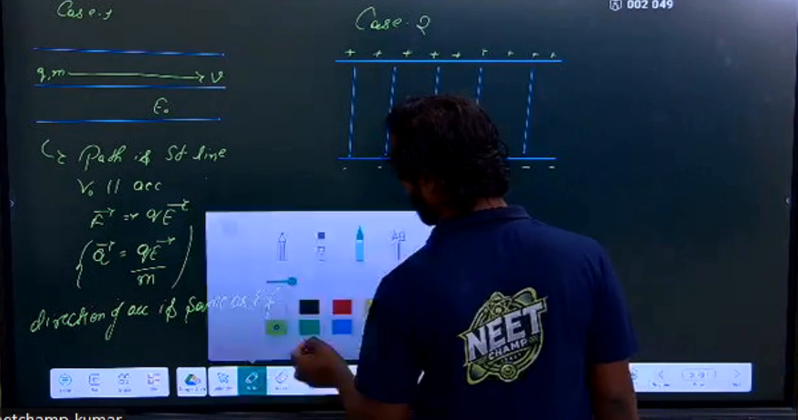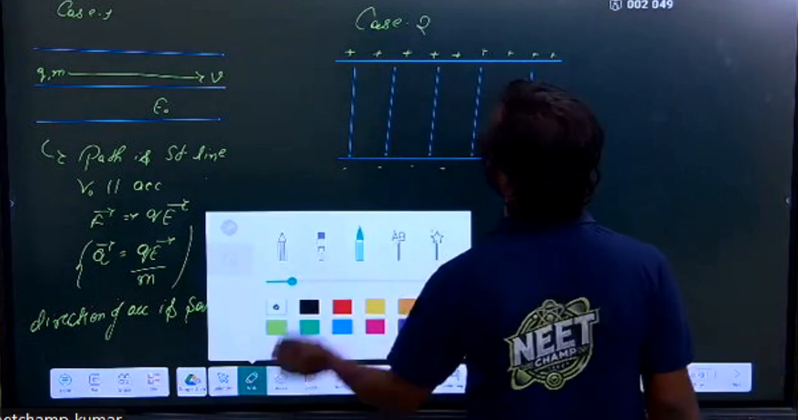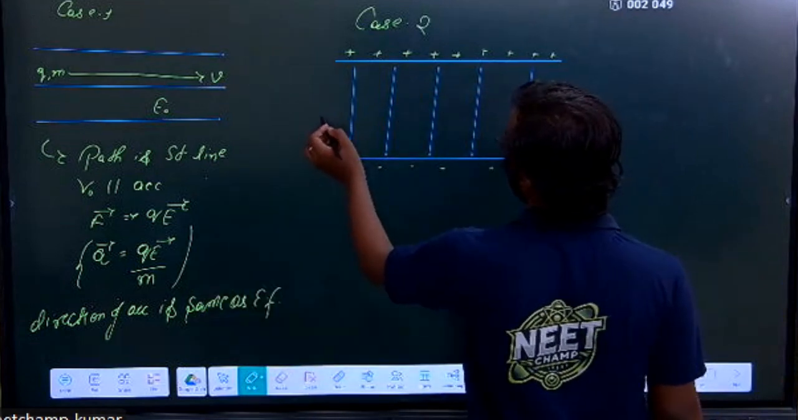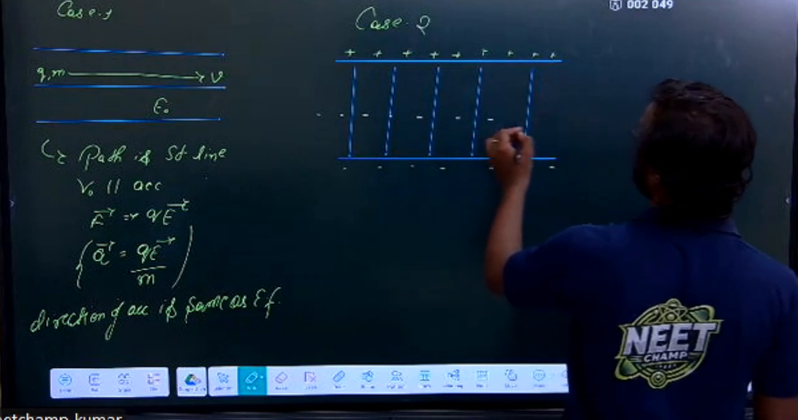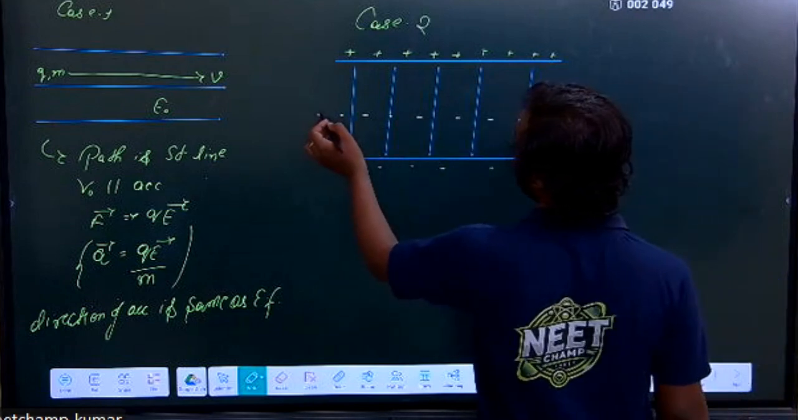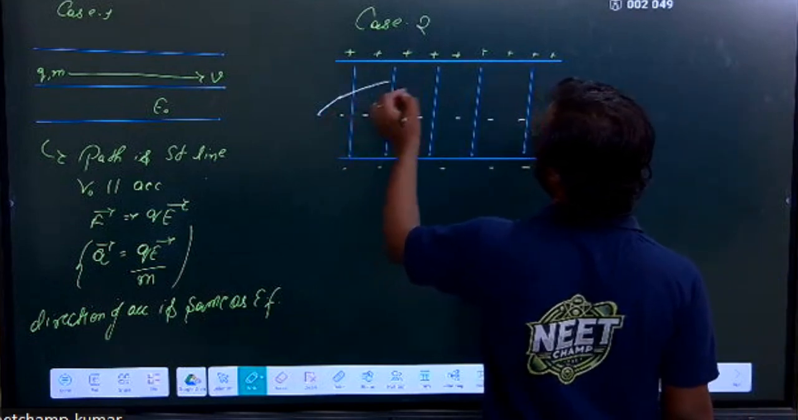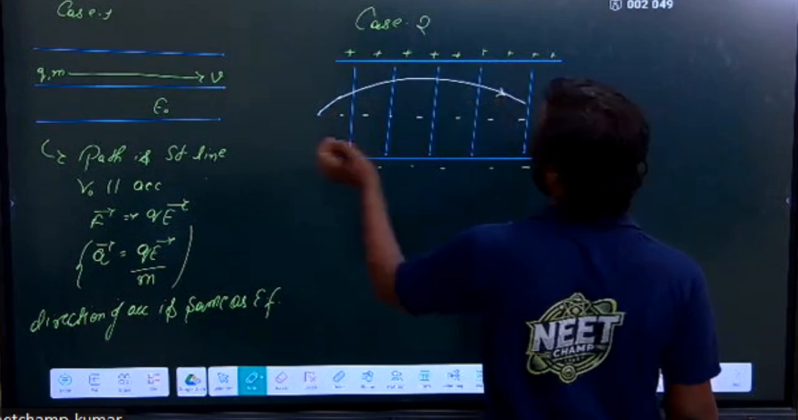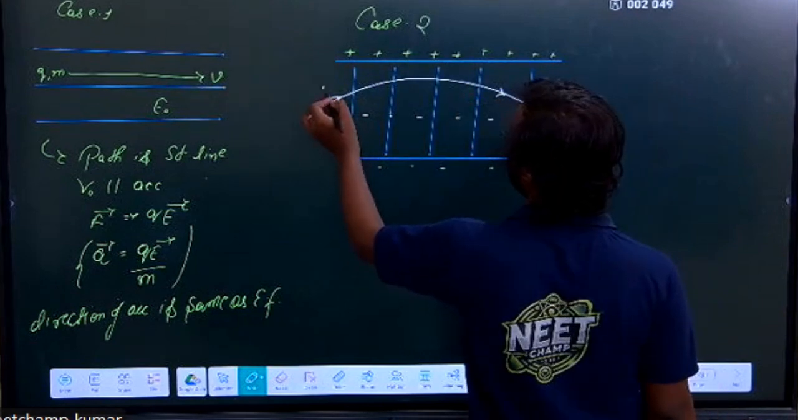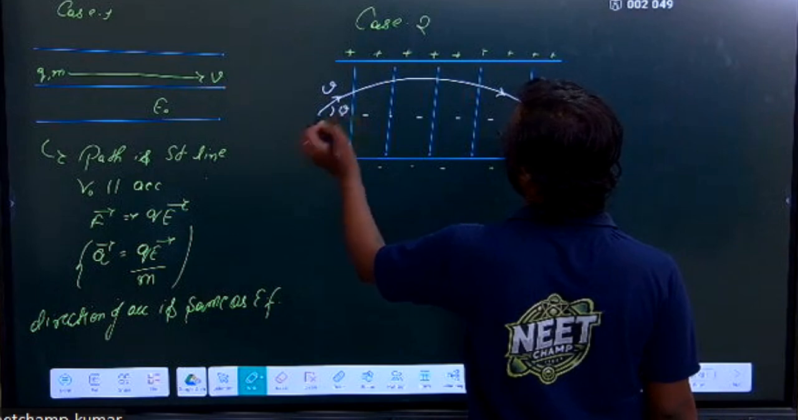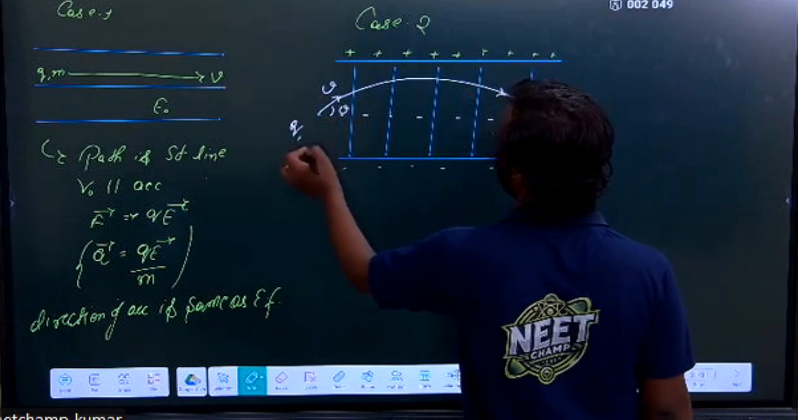What I did, I have taken a positive charge. Suppose this is my horizontal. I have taken a positive charge and thrown it at an angle of theta. So the path will be like this. This is my velocity v at an angle of theta from the horizontal. This is charge q and mass m.